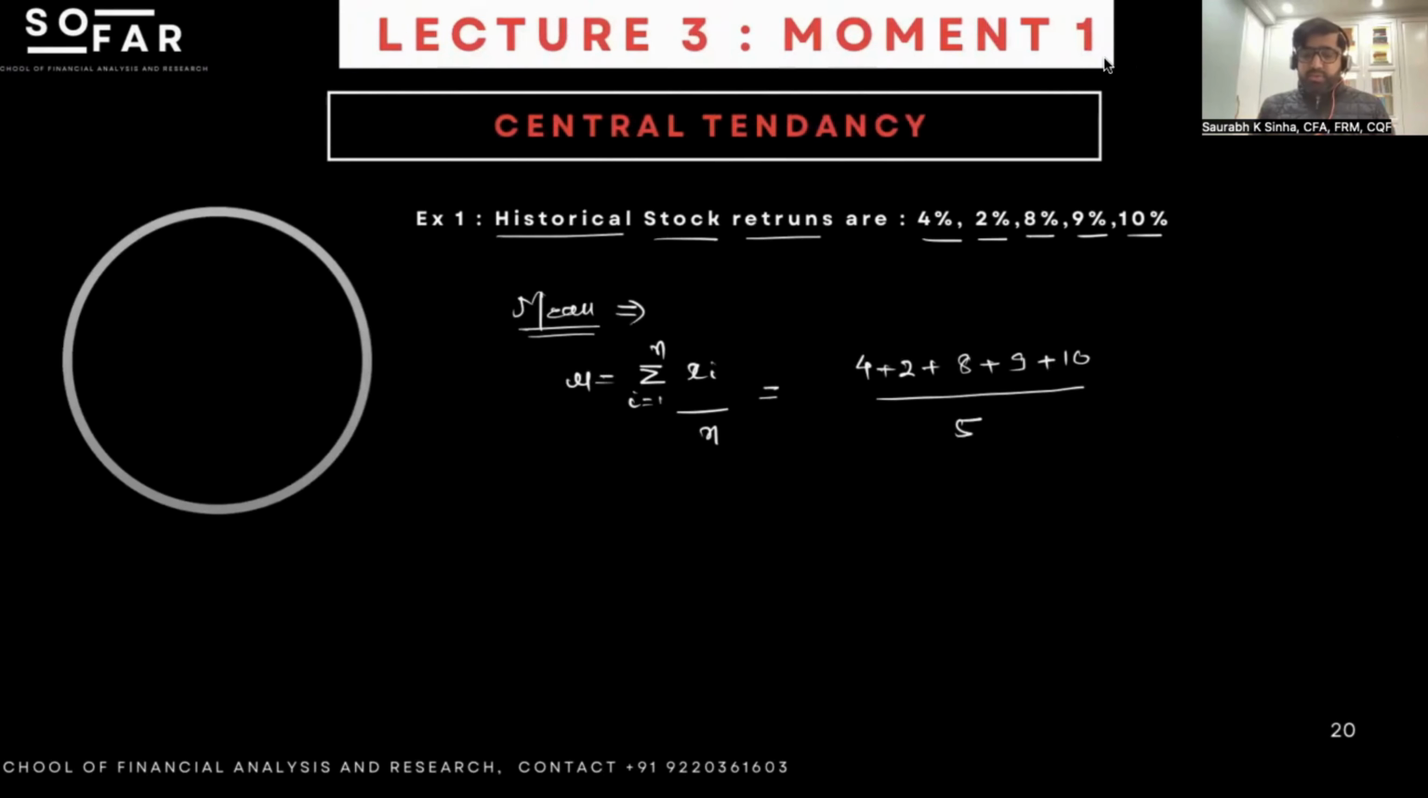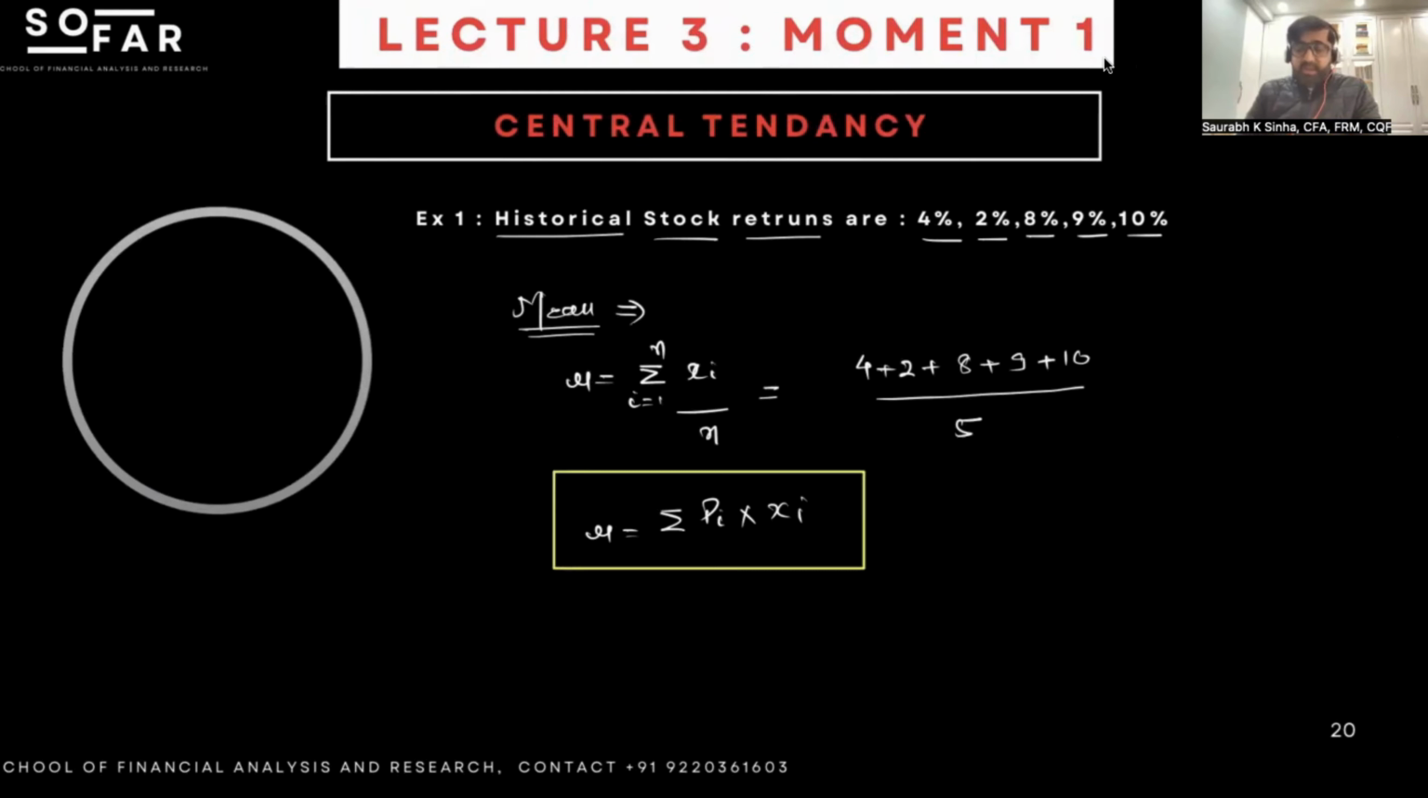But the biggest question that we have to answer here is which formula to use: whether the formula of mean, summation of xi upon n, is correct, or whether summation of probability into xi is correct. If you look carefully, this is the general formula and the correct formula. It is the universal formula for the mean and it should be applied everywhere.